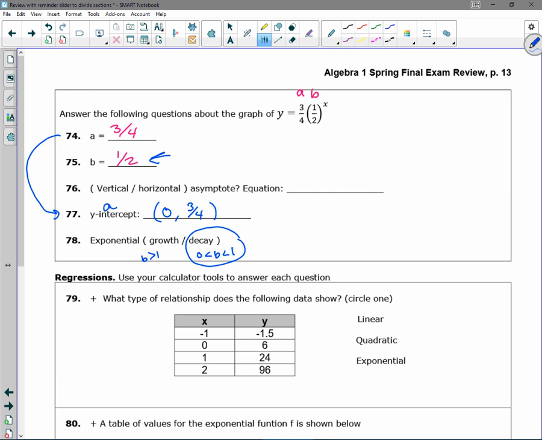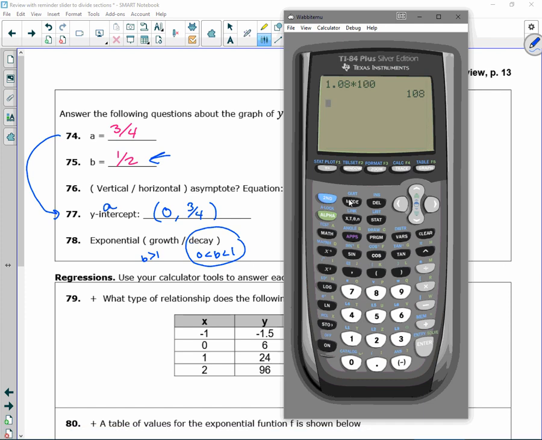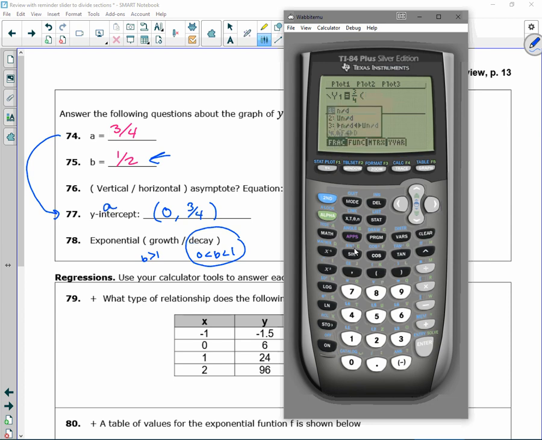So last but not least, this asymptote. This is when I'm going to pull out my calculator and look at it. So I'm going to throw this into y equals, clear all this other stuff out first. And I've got 3/4, and then parentheses, 1/2. And then I want to make sure I'm raising this to the x power. So I'm going to do caret and then x. So when I go to graph this, this actually helps me.